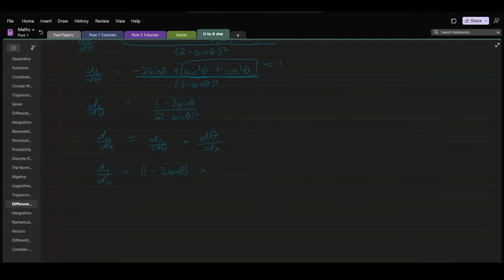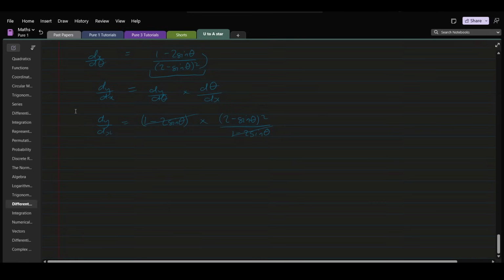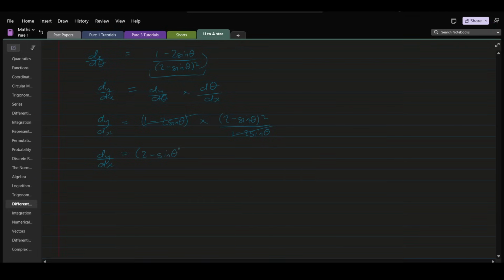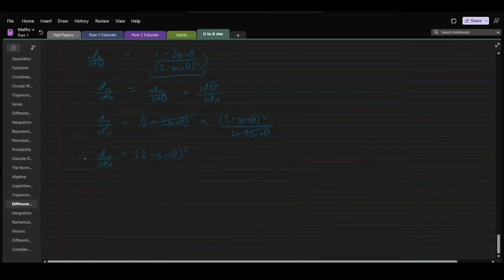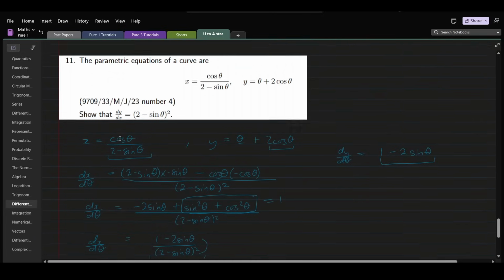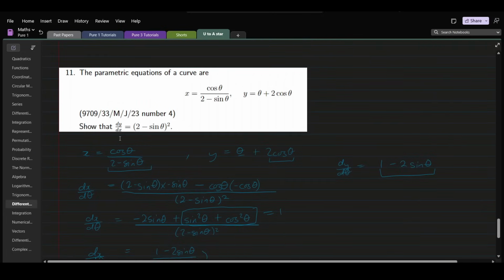We want d theta dx, but here we have dx d theta. So I'm just going to simply flip our fraction here to get d theta dx. So that gives us 2 minus sine theta squared over 1 minus 2 sine theta. And so this will cancel with that, and you end up with dy dx is equal to 2 minus sine theta squared. And this is our final answer. We have proved that dy dx is equal to 2 minus sine theta squared.